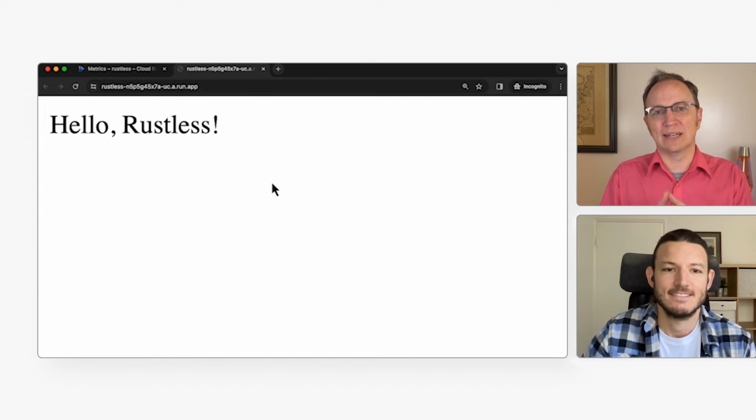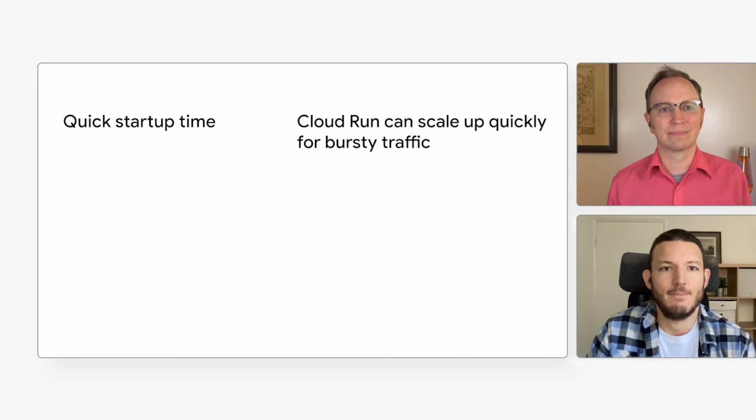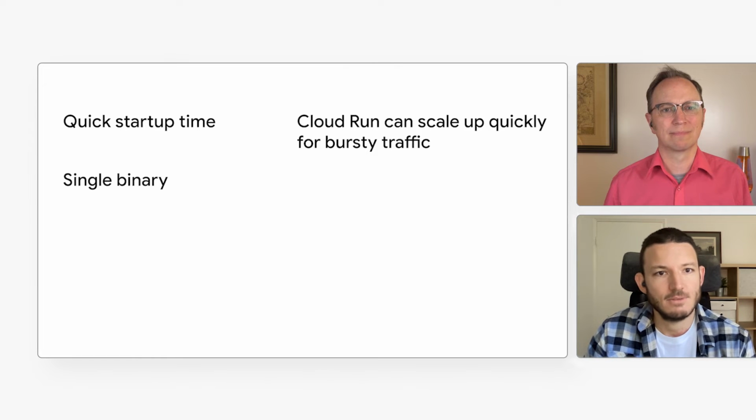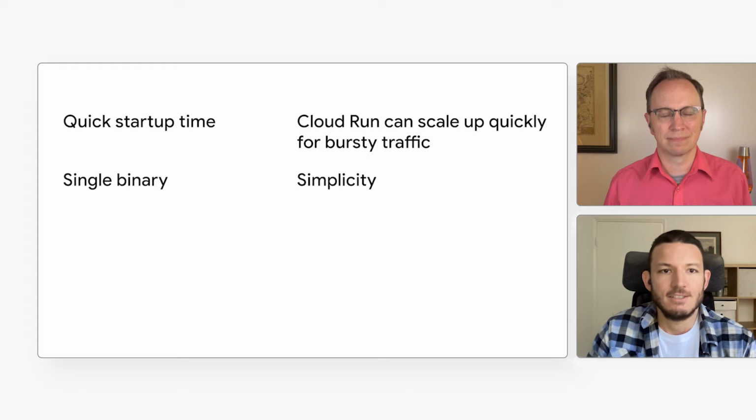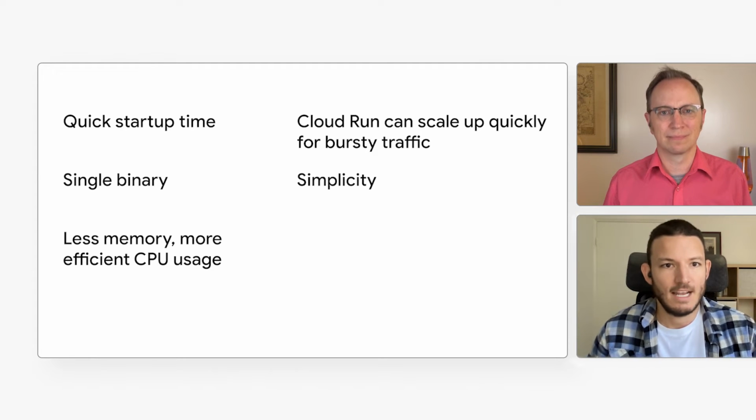So what makes Rust good for backends like this? So Rust obviously is a compiled language, so you end up with a binary at the end, and that means that you get a very quick startup time. And since Cloud Run can scale up very quickly, that means that you can scale out to support high peaky demands. Because we end up with a single binary, there's a bit of simplicity associated with that. And Rust uses a lot less memory and is more efficient with the CPU than other languages like maybe Node or Python.